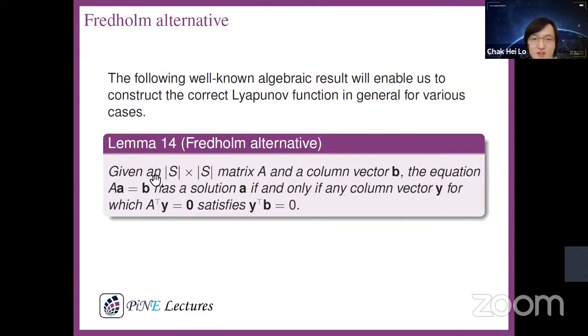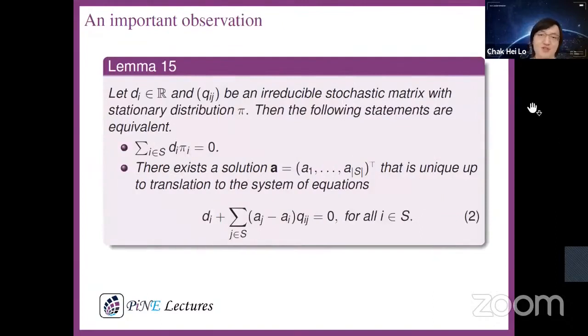So given an S cross S matrix A and a column vector b, this equation Aa equals to b has a solution a if and only if any column vector y for which A transpose y equals to zero satisfies y transpose b equals to zero. So this is just some algebraic result. The important bit is how can we transform this algebraic result into our setting? And this is the transformed result. This is an important observation to make the whole argument work.